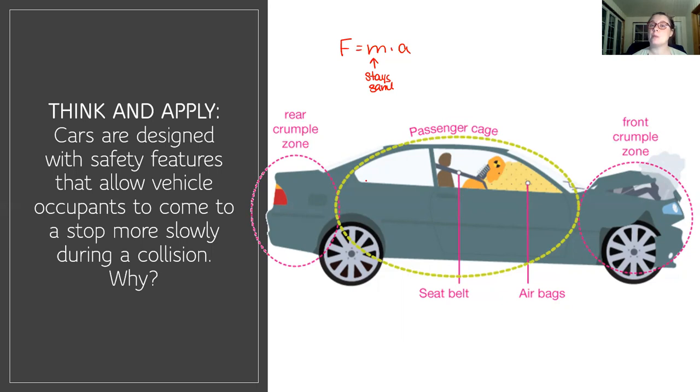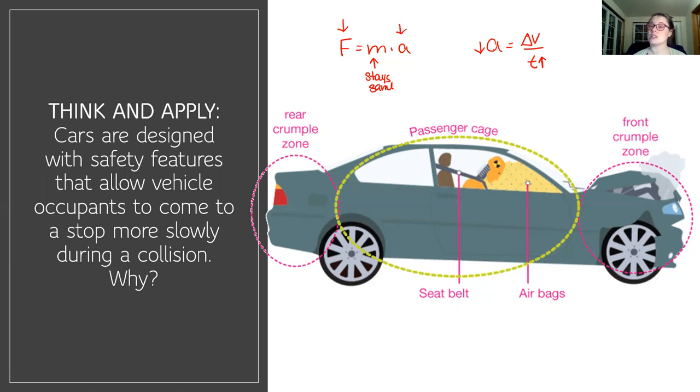And we want to make the force on the person as small as possible. So in order to make the force drop, if this stays the same, I need to make the acceleration go down. How do you make the acceleration go down? Well, let's look. Acceleration is the change in velocity. Well, the change in velocity is going to be the same. Acceleration is change in velocity divided by time. If I want acceleration to go down, I need to make the time go up.